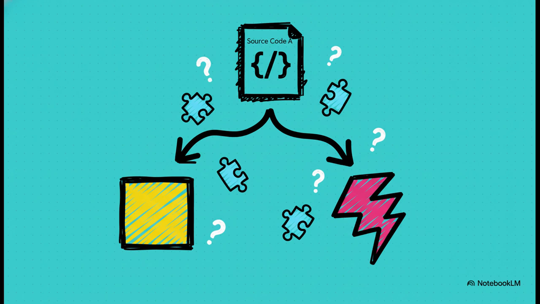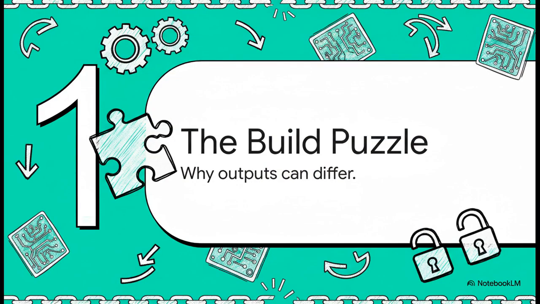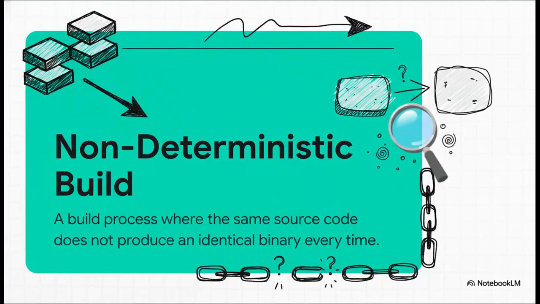Now, this isn't a mistake or a bug. It's a really fundamental challenge in software engineering, and it's the puzzle we're going to solve together in this explainer. So how on earth is that even possible? This brings us to our first section, the build puzzle. We're about to unpack this whole situation that seems like a total paradox and find out what's really going on under the hood. The fancy technical term for this is a non-deterministic build. As you can see, it just means that the output, the final program or binary, isn't guaranteed to be the same every single time.